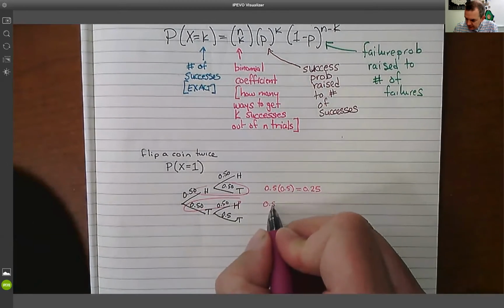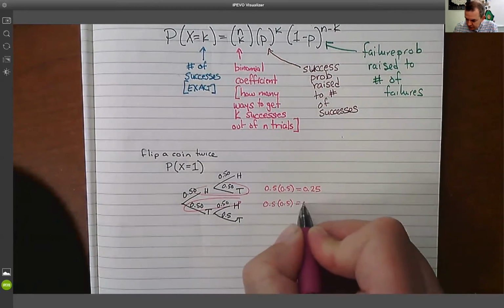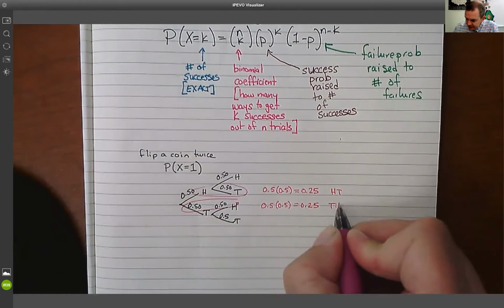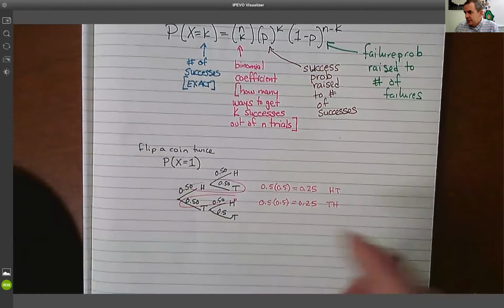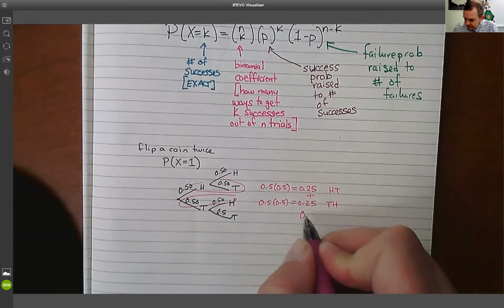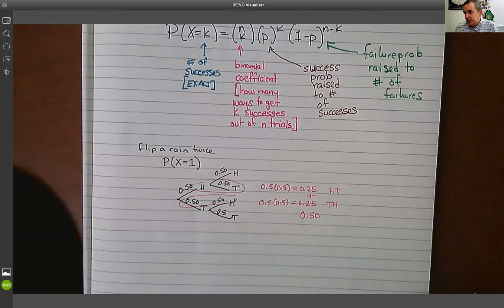This one would be 0.5 times 0.5. This would also be 0.25. This is getting heads-tails. This is getting tails-heads. Both of these are exact. They're mutually exclusive, so what that says is I can add them together. So it tells me there's a 50% chance.